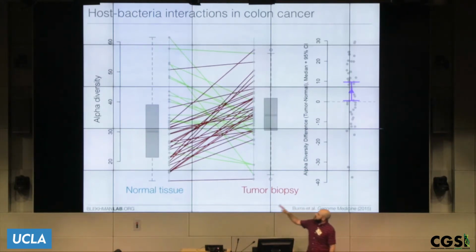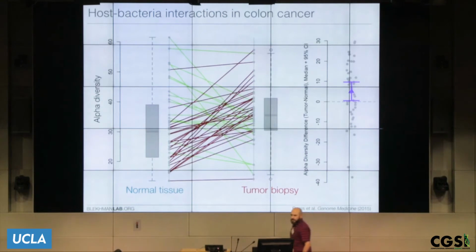Right. So this is just the alpha diversity, and each pair of dots is an individual, with a line connecting the normal tissue diversity and the tumor diversity. This is to visualize the fact that most of them are going up, some are going down, and overall, on average, there is an increase. Red is going up, green is going down.